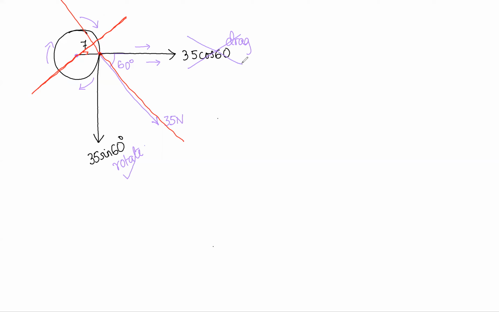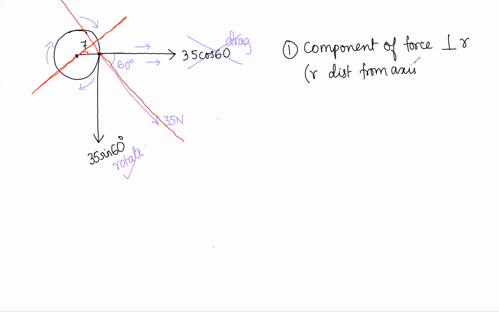So the second method to do this is to first find the component of the force perpendicular to R. So what is R right now? R is the distance from the axis to the point of action, not the perpendicular distance anymore. You're trying to find the perpendicular component of force, so don't deal with R. R is simply the distance from the axis to the point of action.